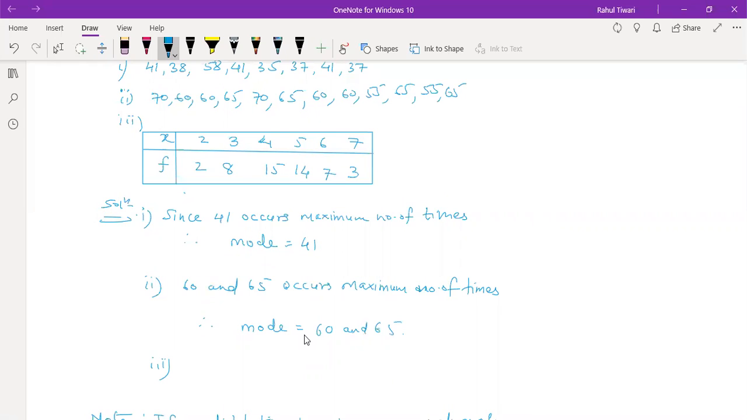So you can see the mode can be twice also. It is not like the mode will always be single. It can be that two modes exist also. Okay.